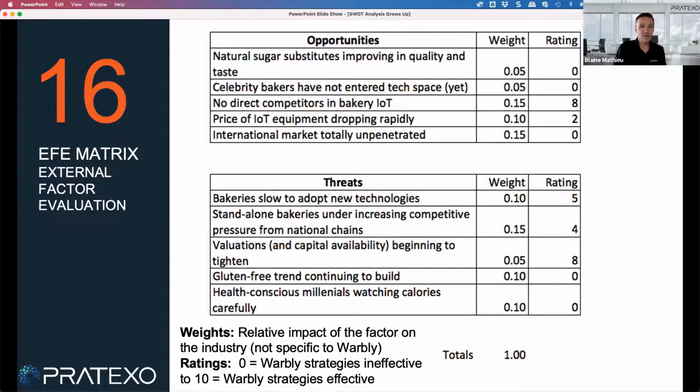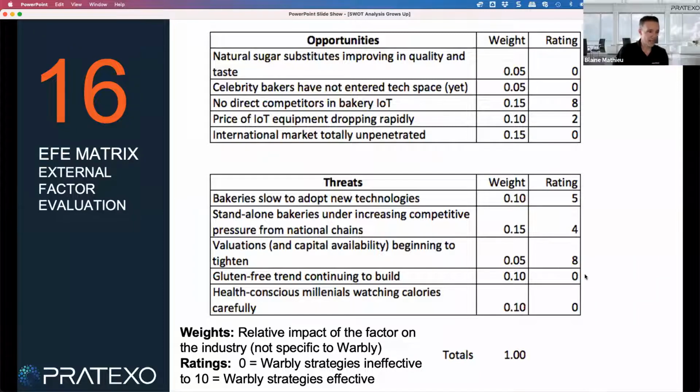And now we're rating our current strategies and tactics. It is important to understand what these weightings and ratings mean, because they're different in each part of this analysis. In this case, what we're rating is, are our strategies ineffective in taking advantage of this opportunity or ameliorating this threat? Or are they highly effective in terms of leveraging this opportunity and addressing this threat? We can see that our current strategy is pretty effective in terms of no direct competitors. Well, we are one of the players in that space. So by definition, we're going to have a high rating on that one.